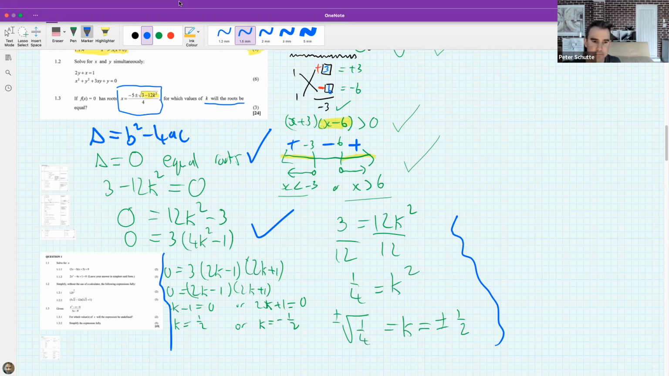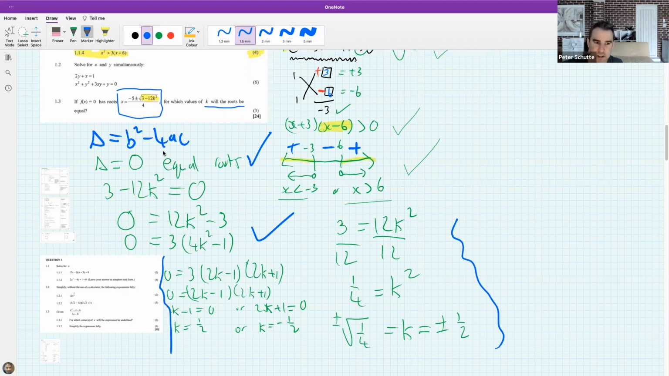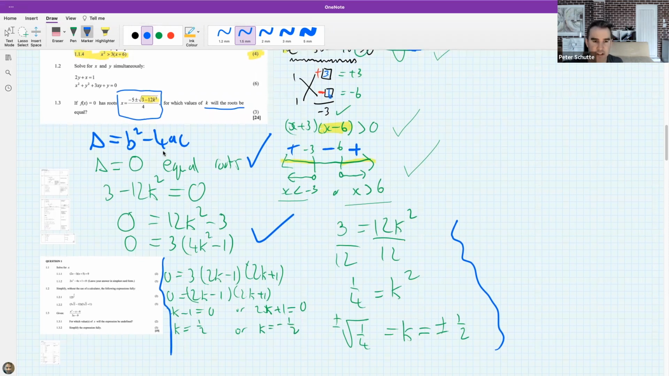If they ask us a question like 1.3, this is exactly how you do it. The thing with maths is there's always more than one way to do it. What I really want to get into your head today about question 1.3 is that when you see the roots will be equal, delta tells you stuff about the roots. If they say to you, when are the roots non-real, then you need to know delta is less than naught. Delta is equal to naught when the roots are equal. And the roots are real when delta is greater than or equal to 0.